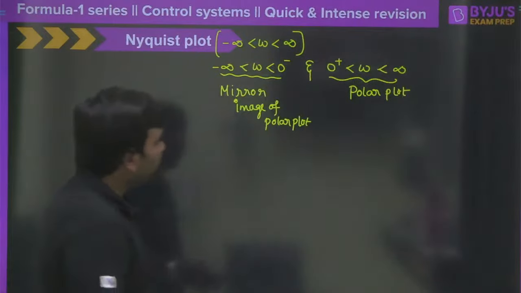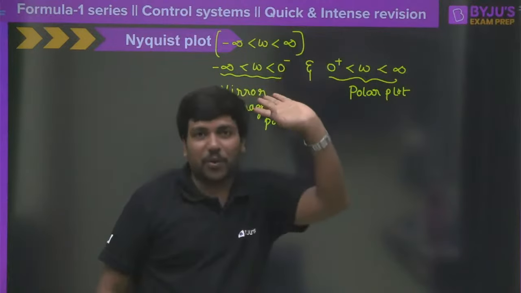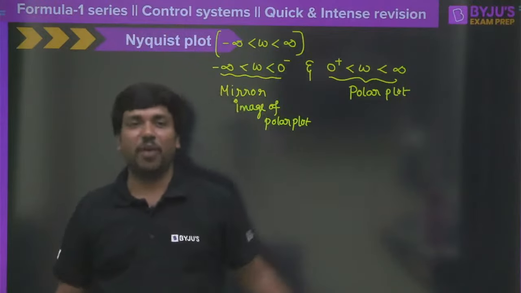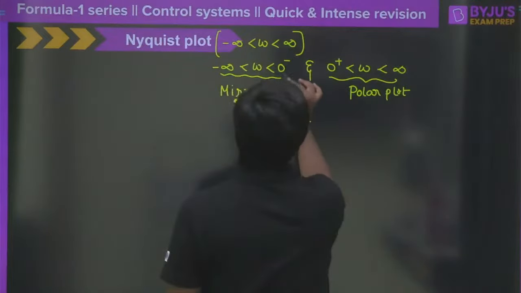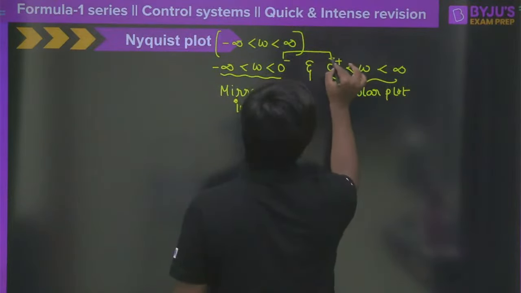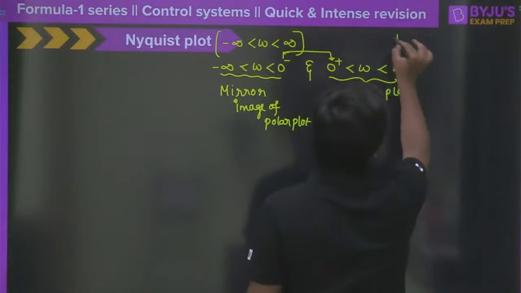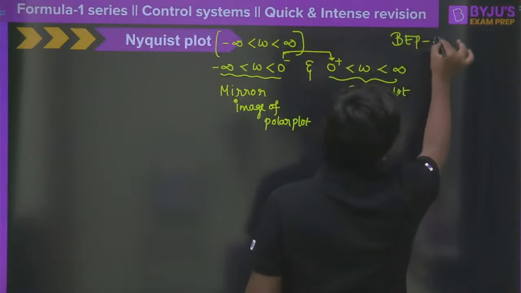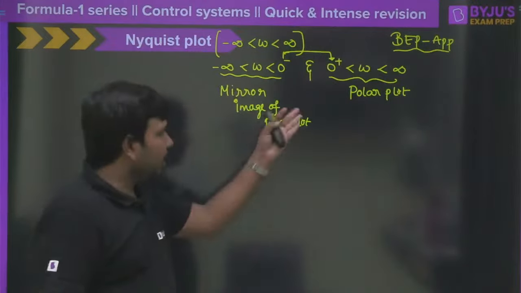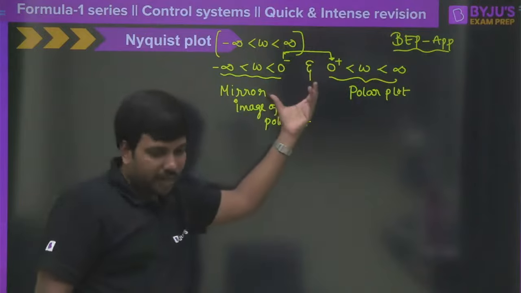Simple logic. Now you must ask a question, if you are clever enough: what happens exactly at omega equal to 0? That is the real game changing point. And those students who want to know what happens in the change from 0 minus to 0 plus, you can refer to my lectures on BYJU'S Exam Prep, download the app and you can watch them to get the full concept there. But let me not disturb the actual intent of the Formula 1 series. I'm just giving an idea of what to do here.